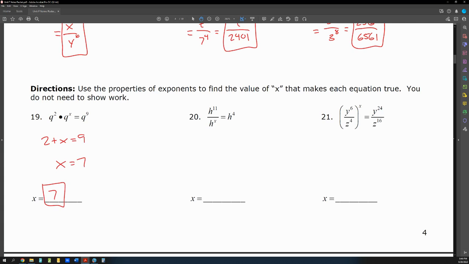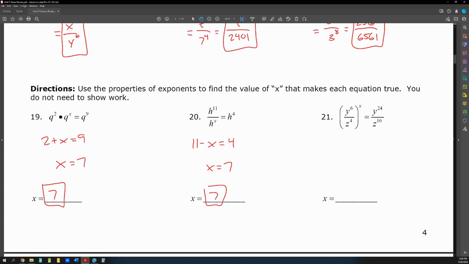For number 20, we have our quotient rule. So we subtract the exponents. So 11 minus x must be equal to our answer 4. So 11 minus what number is equal to 4? You can solve this. The answer is 7.